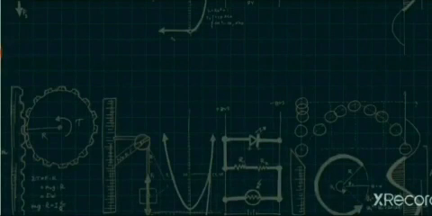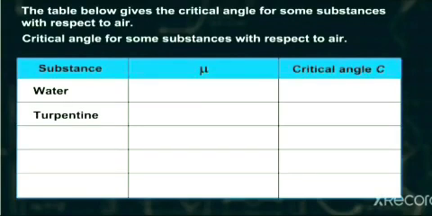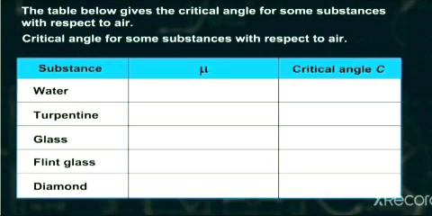Critical angle for some substances with respect to air. Water, turpentine, glass, flint glass, diamond. The table. Refractive index of water is 1.33 and its critical angle is 48 degrees 45 minutes, which is approximately equal to 49 degrees.